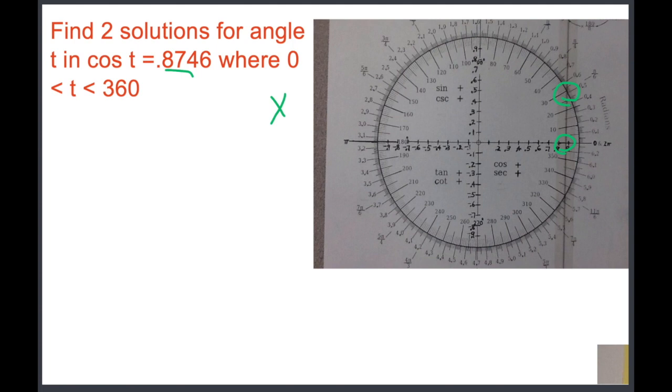But also, what I want to bring to your attention is there's another answer down here where the cosine is equal to 0.8746, and that's down here in the fourth quadrant. This is actually 331 degrees, another answer. Now, obviously, the calculator, when you do cosine inverse, will give you the 29 degrees. If you subtract 29 from 360, it will give you this 331 right here.